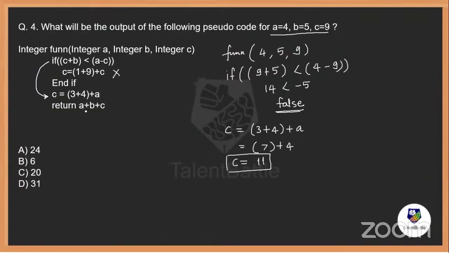After that, we want to return A plus B plus C. So current value of A is 4 plus current value of B is 5. And the updated value of C is 11. So 4 plus 5, 9. 9 plus 11, 20. So the final answer will be option C. That is 20.